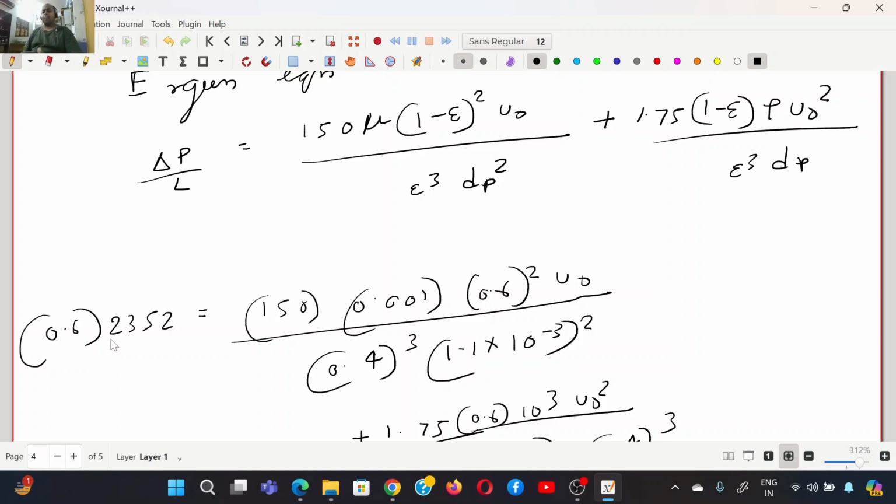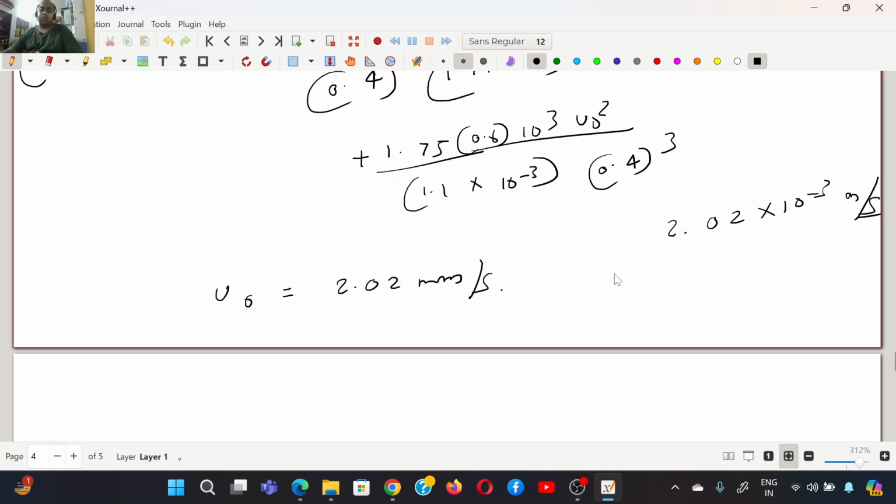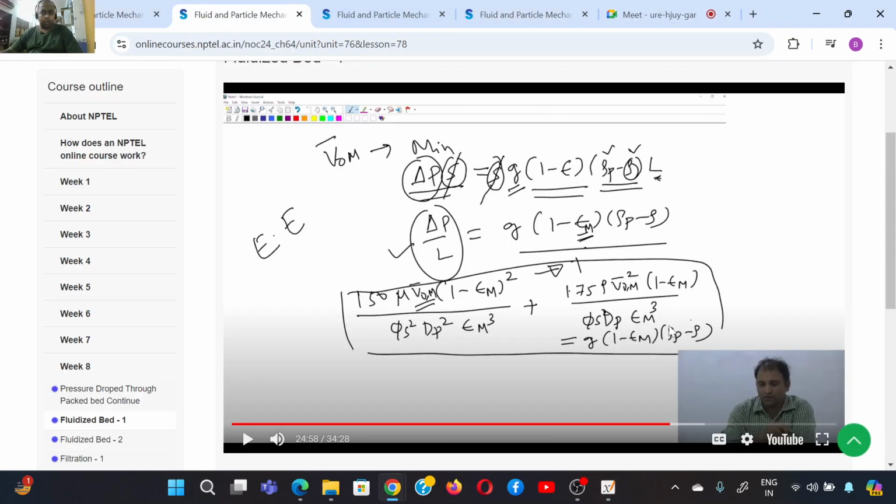Okay, I will check. 1.12. 69727. 0.0202. It is in meters, sir. We convert into millimeter. The answer will be 2.02. Yes, sir, that is from this formula only I got.